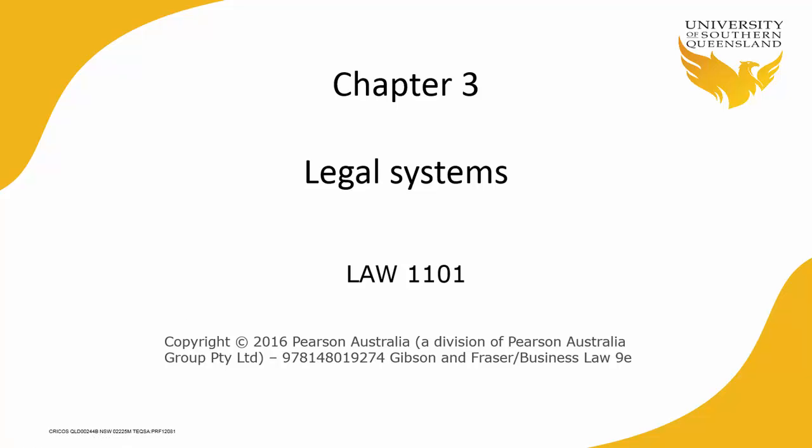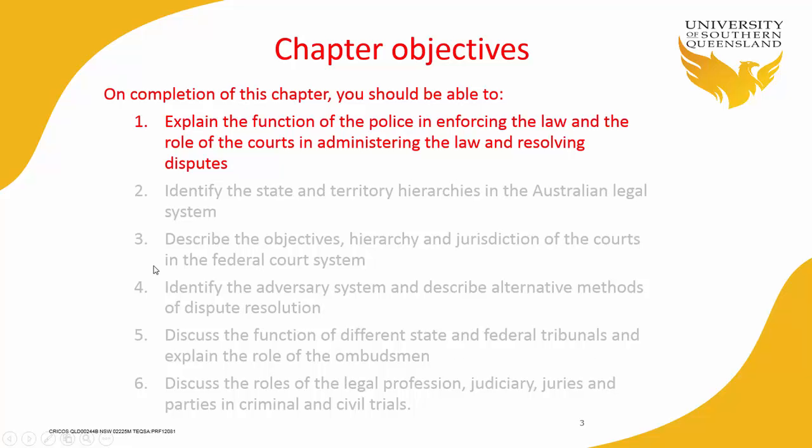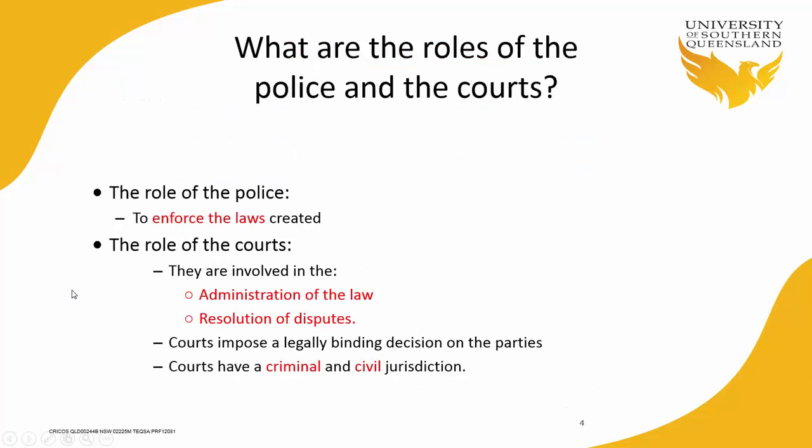Today we're going to look at the legal systems in Australia, and we have 6 learning objectives to cover. So let's get started with the first one that asks us to explain the function of the police in enforcing the law and the role of the courts in administering the law and resolving disputes. The starting point for this chapter is on page 46.